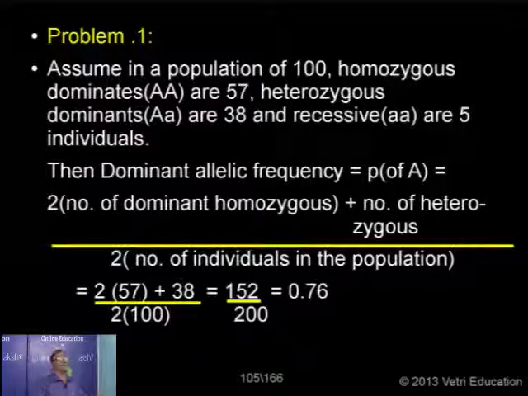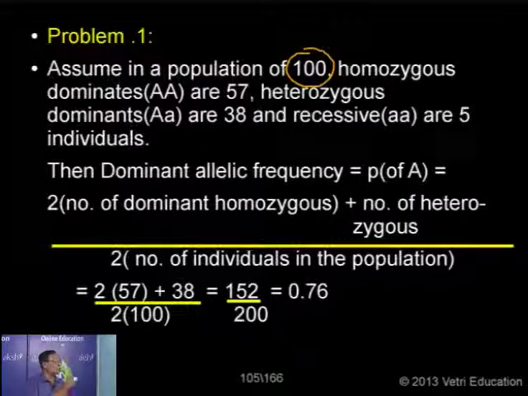Now problem 1. I am taking a population. In that population the total number is 100. I am taking homozygous dominant, total number 57. Homozygous dominant 57. And heterozygous dominant just 38. And recessive, sorry, recessive 1. So if you add all these things, homozygous dominant, heterozygous dominant, and then homozygous recessive, you will get 100.